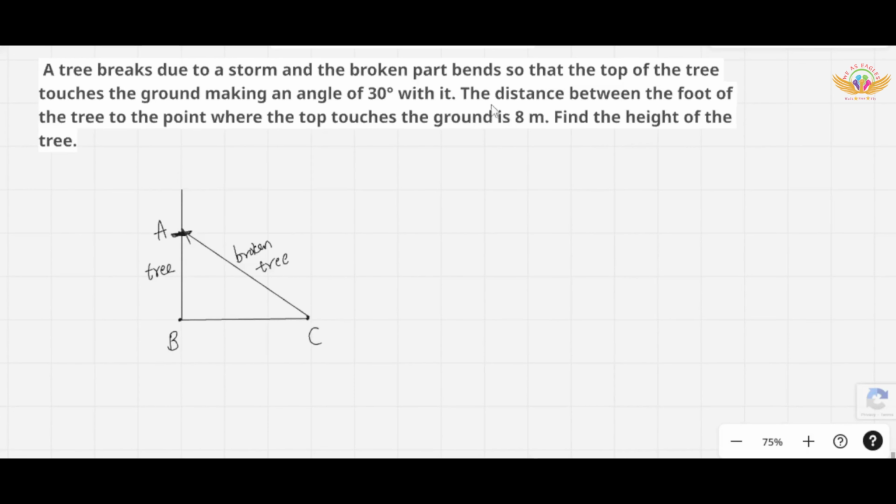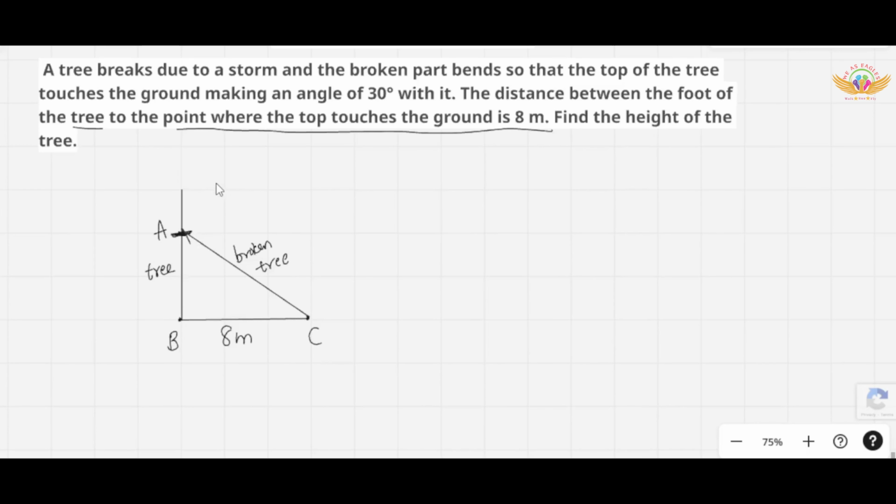Okay, so now what we have to find out is the distance between. Yes, they told that the top touches the ground is 8 meters. The tree to the point where the top touches the ground is 8 meters. So from the foot to the point where the tree touches is 8 meters. Done. BC they gave, and we have to find the height of the tree.